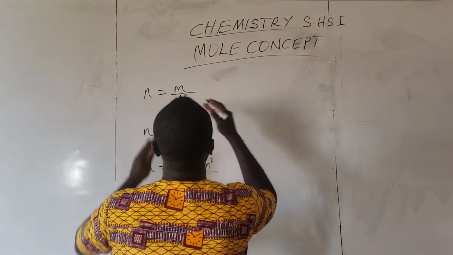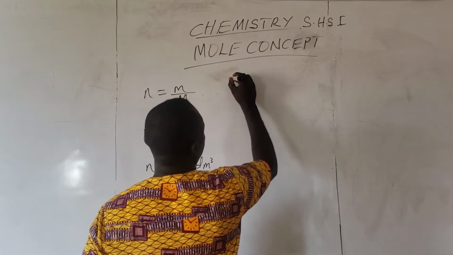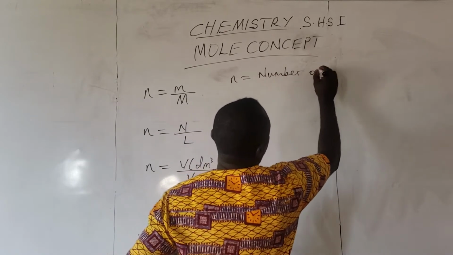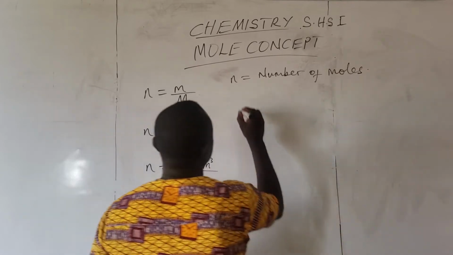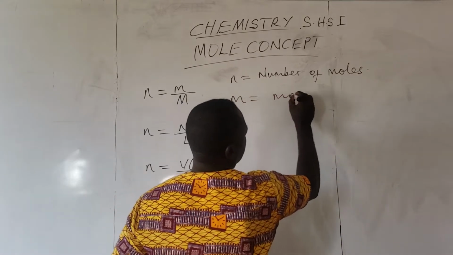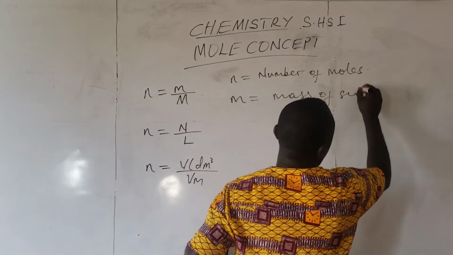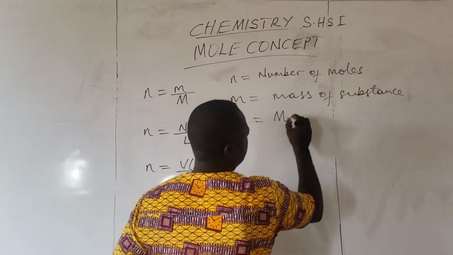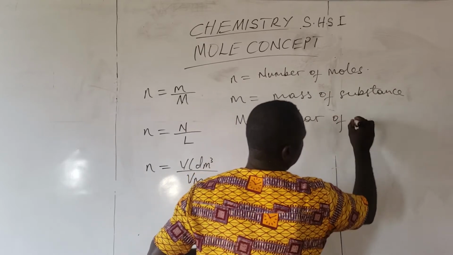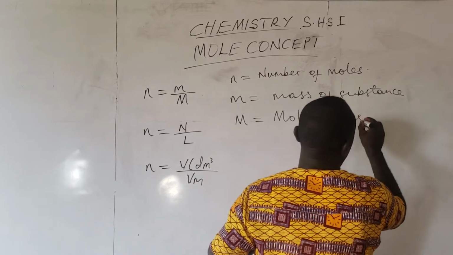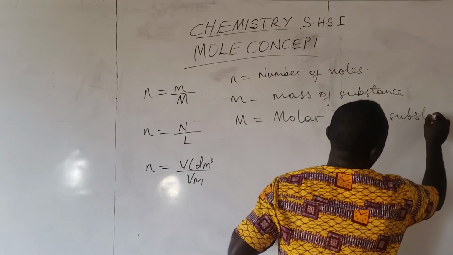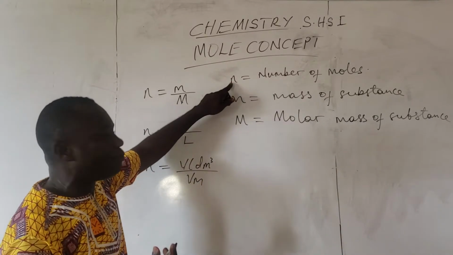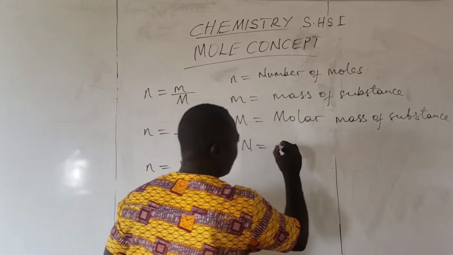So now, let me explain the symbols here. The n is equal to the number of moles. The small m represents the mass of the substance. Then the big M represents the molar mass of the substance that we are dealing with. And then when you come to the second part, we have small n, which is also representing the same number of moles, and the big N here is the number of particles.